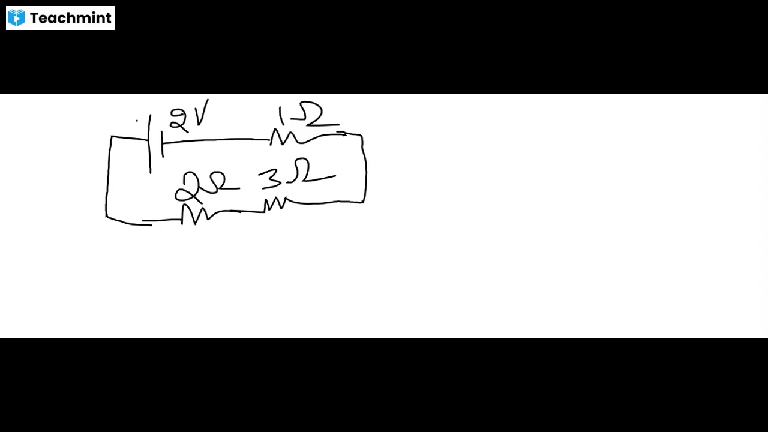First, what will you calculate in this? Current. To calculate current, you need the equivalent resistance. Yeah. So, what is the equivalent resistance of the circuit? 6. Yeah, 6 ohms. And current will be V by R.